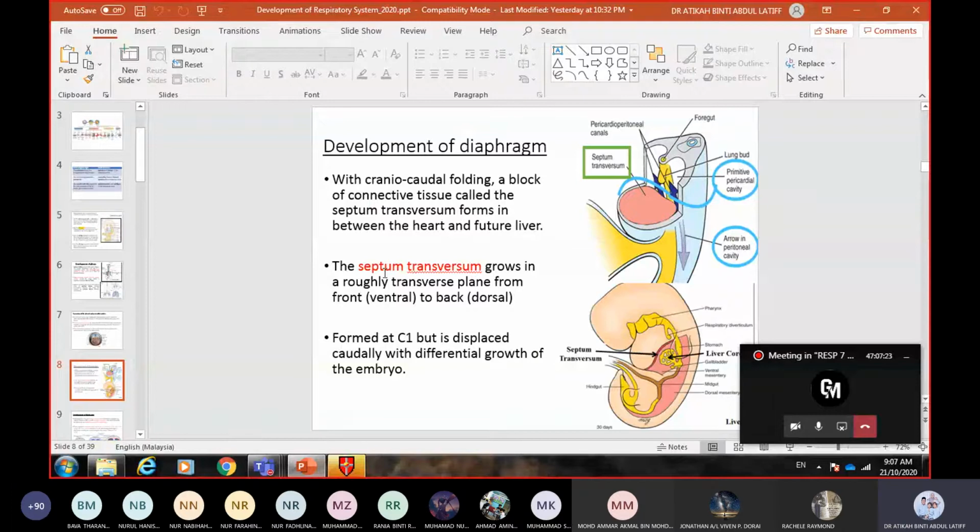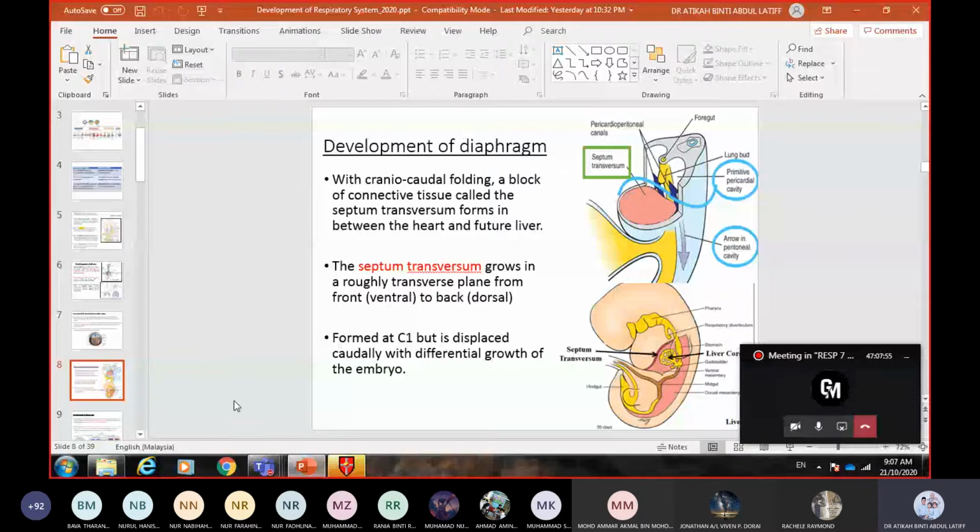Basically, there's this septum transversum which grows, okay, and forms between the heart and the future liver. So basically, at the bottom here, the heart will be here, and this is the future liver here. So this septum transversum grows transversely from front to the back, okay, and finally muscle tissue will grow on top of this septum transversum, and that will create the diaphragm.